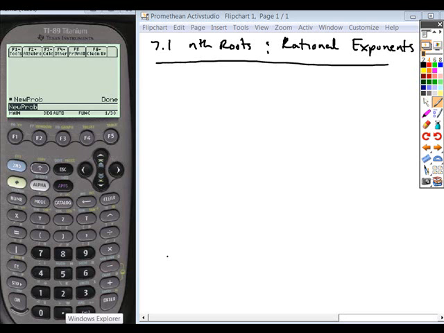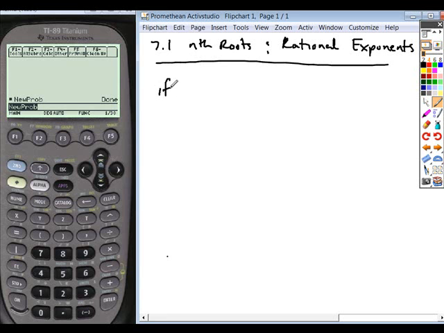The beginning part of this next chapter is stuff that you guys are a little bit familiar with already, simply because that's the way we've had to enter information online. And so we're going to talk about rational exponents and nth roots, again, which you guys have done a little bit.